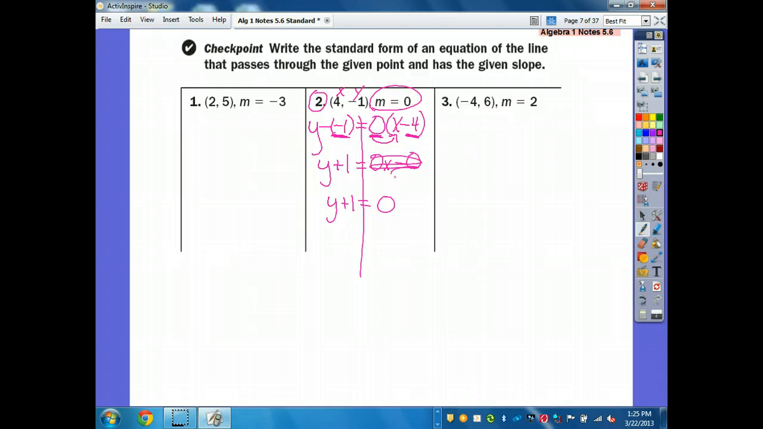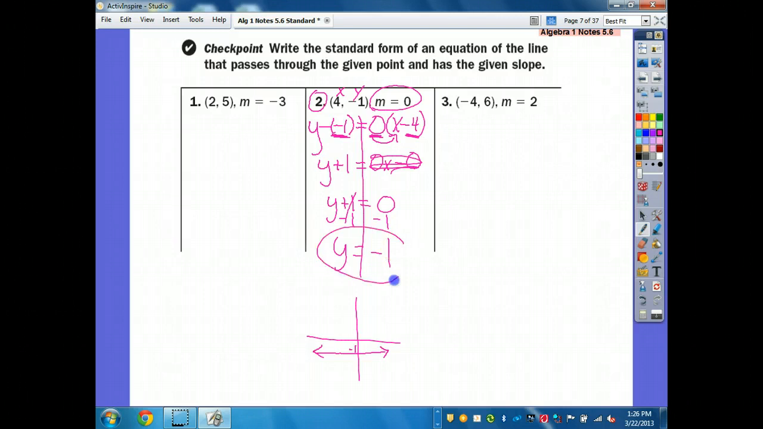Now I have to get it in y equals mx plus b form. What do I have to do? Y equals negative 1. So y equals negative 1. Show me with your arm, what kind of line does that make? Not a slanted one. It's either going to be a horizontal or a vertical. Which one? Horizontal, exactly. So on your graph it would be going down somewhere at negative 1. Y equals negative 1. Okay?